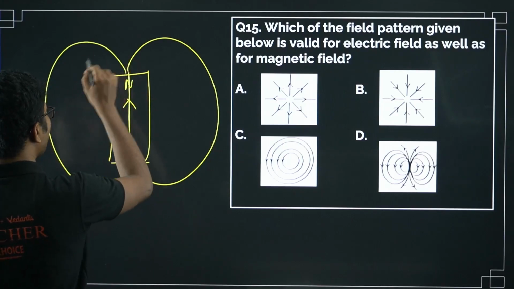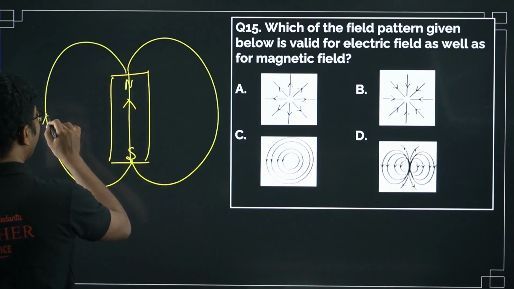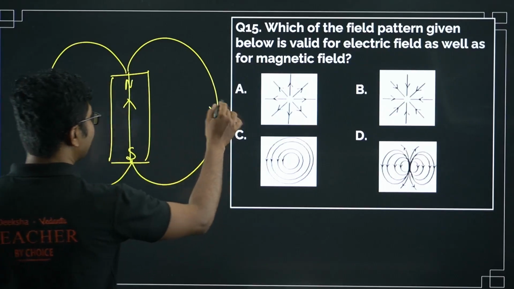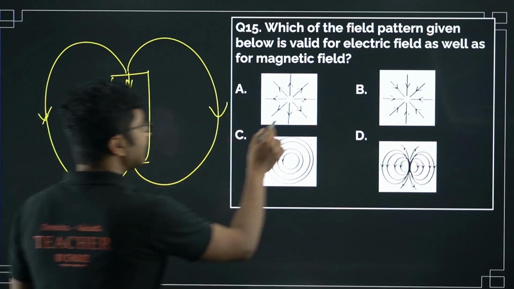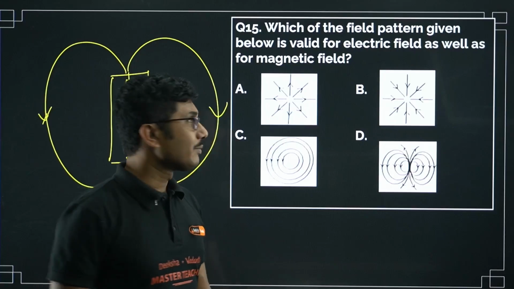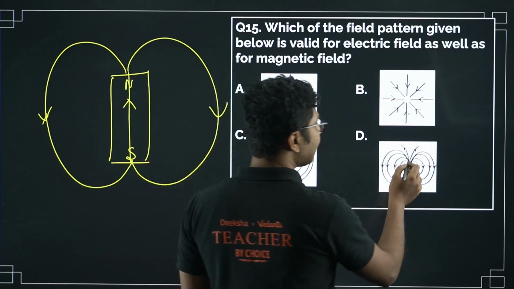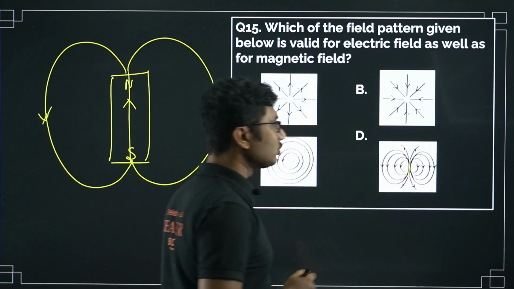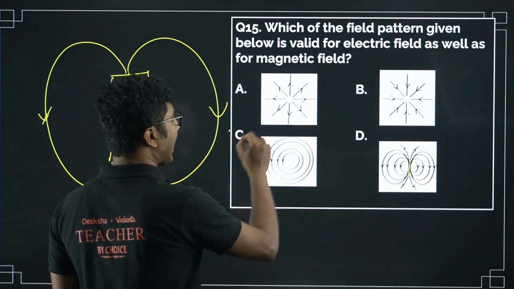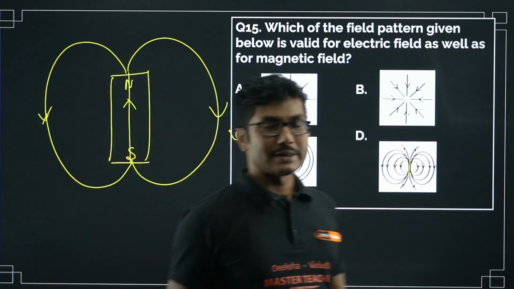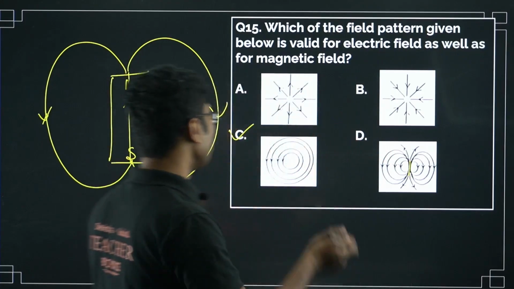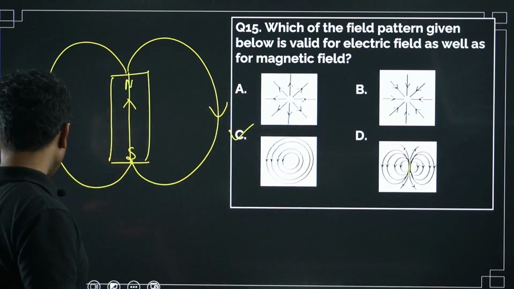But this is not possible for an electric field line. So an electric field line cannot have this. This is possible for the electric field, this is possible for the magnetic field. This center part is not super clear. Only a circular pattern is possible in some cases for both electric and magnetic field. So this is the only correct answer for this question.